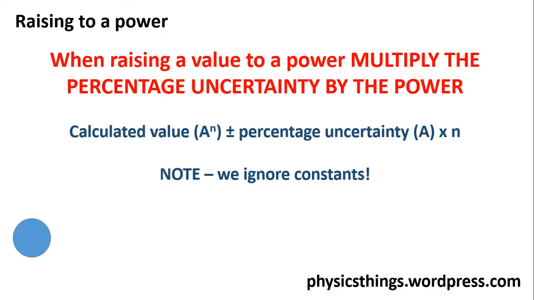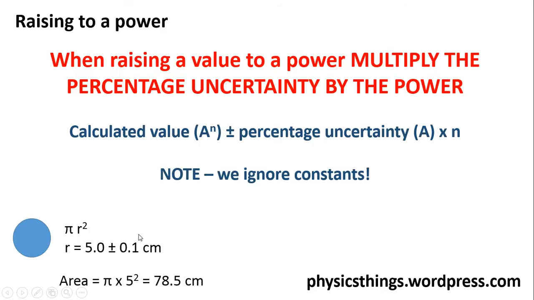So let's say I have a circle here and it has radius of 5 plus or minus 0.1 centimetres. Of course, the equation for the area of a circle is pi r squared. Now I have an r to a power here. I effectively have r times r, so I'd need to convert the uncertainty into a percentage uncertainty of 2%.